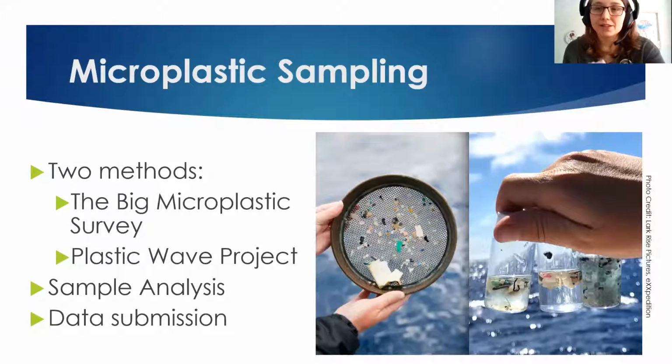And so that brings me to this section where we're going to talk about community science. This is how people can get involved with trying to understand microplastic pollution and be a part of how we accumulate data and how that data influences perhaps policy or different studies and research. So I'll talk about two different projects you could get involved in. You could do one or both, or maybe it's not for you. So we'll talk about the Big Microplastic Survey, and then we'll also talk about the Plastic Wave Project. For each of these, I'll talk about sampling procedure and then how you would analyze a sample and submit your data.